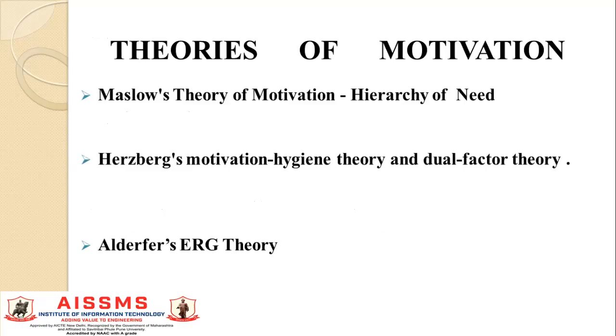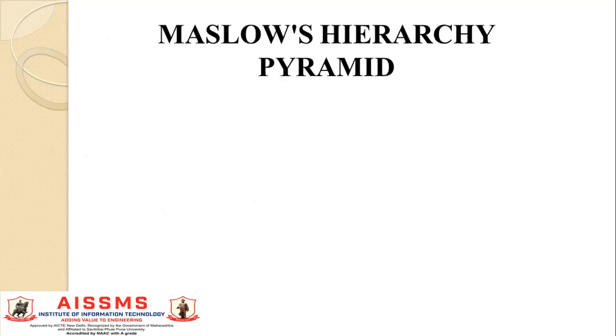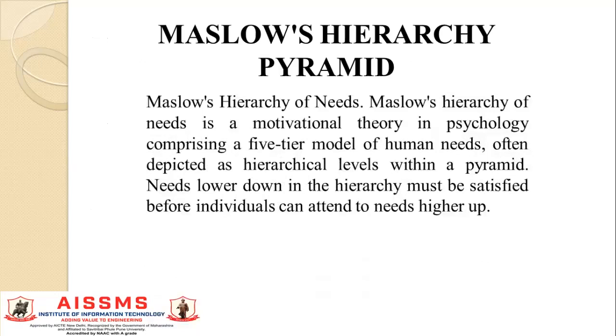Maslow's theory of motivation, which is also known as hierarchy of needs. Herzberg's motivation theory is also known as the two-factor theory or dual factor theory, and Alderfer's ERG theory. Maslow's motivation theory is also known as Maslow's hierarchy pyramid because, according to Maslow, he has designed this theory in psychology comprising a five-tier model of human needs.